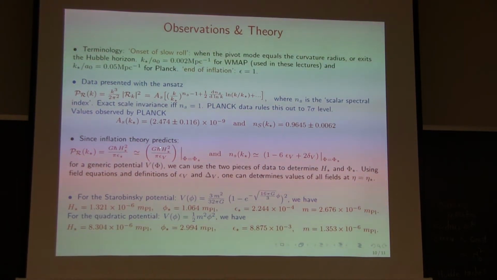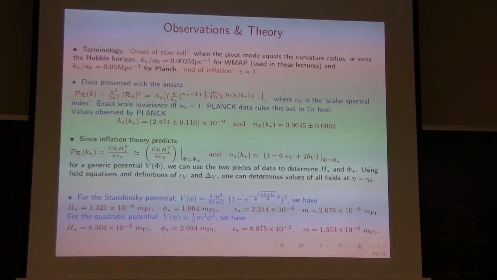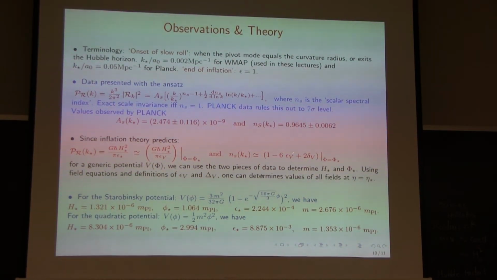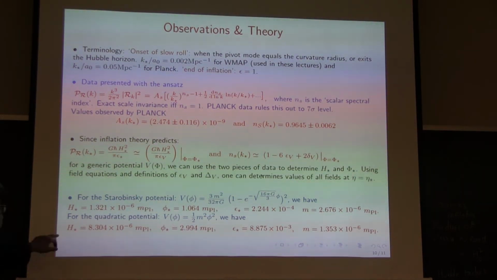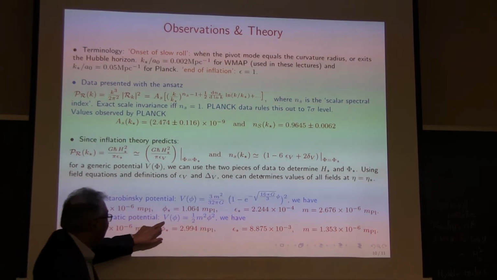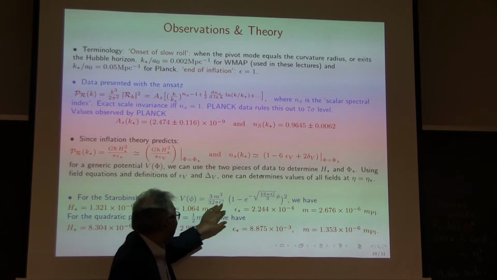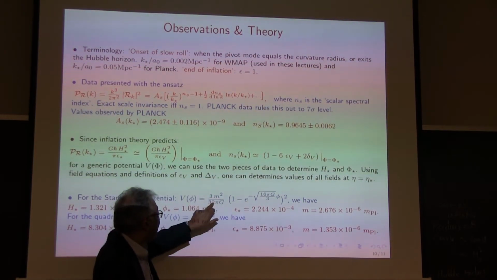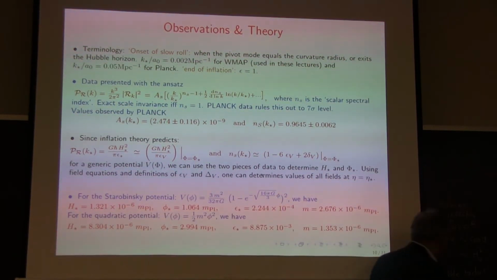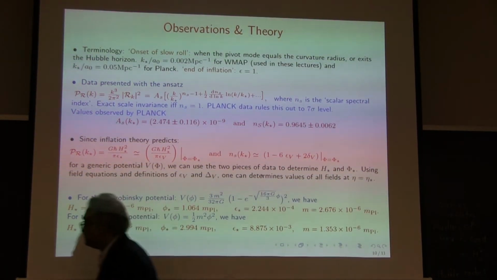Since the inflationary theory predicts that the power spectrum is given by this formula, as we just saw before, and n_S is given by 1 minus 6 epsilon plus 2 delta, therefore we get some constraints, and that restricts the class of potentials that we use, not very much, but a little bit. I was telling you that two potentials which I use very often are the quadratic potential, and then there is the Starobinsky potential. The Starobinsky potential is 3 m squared upon 32 pi G.